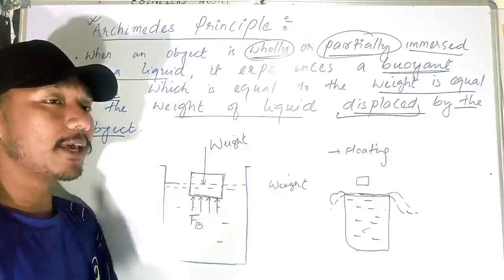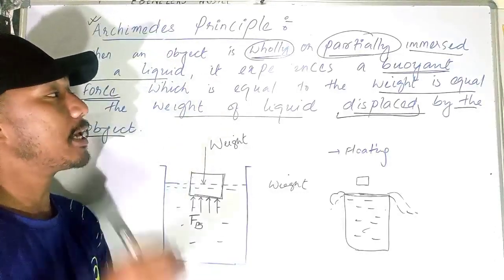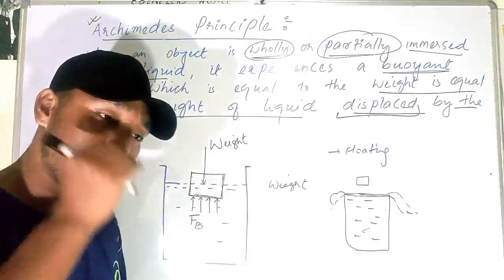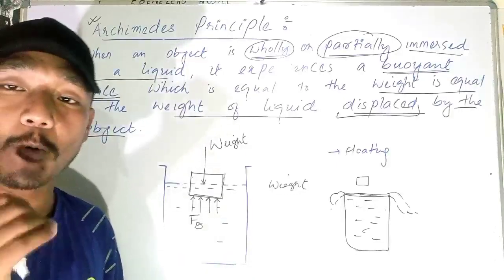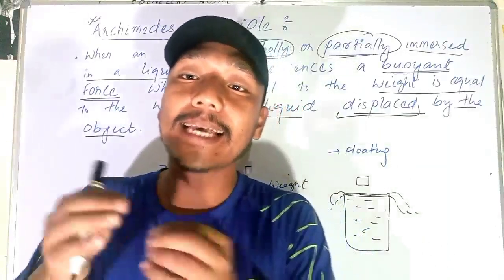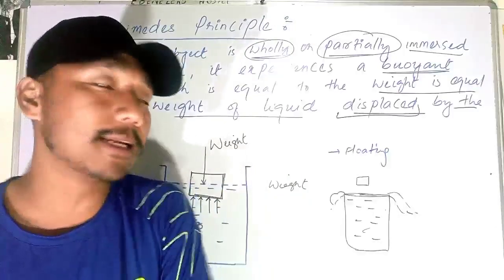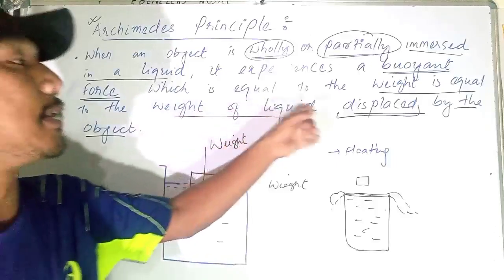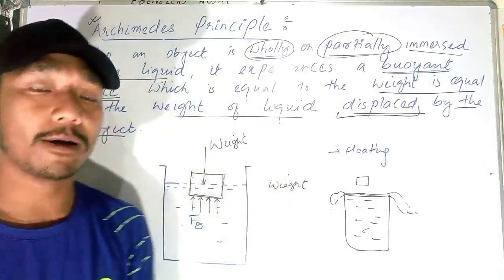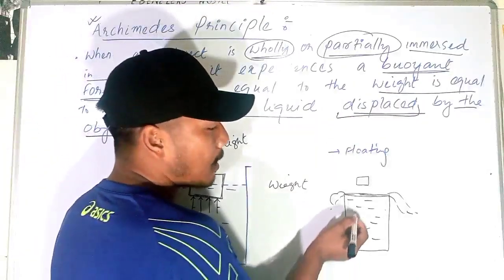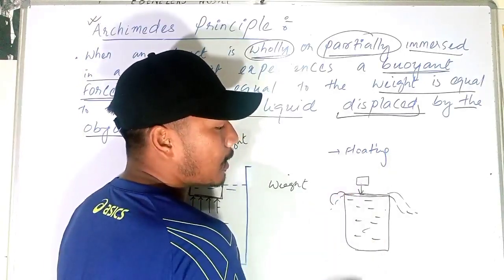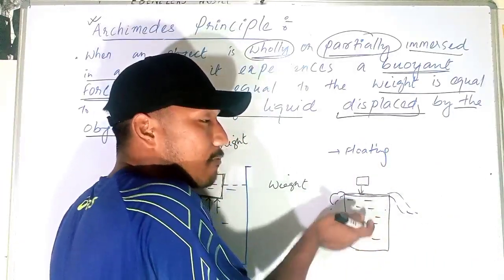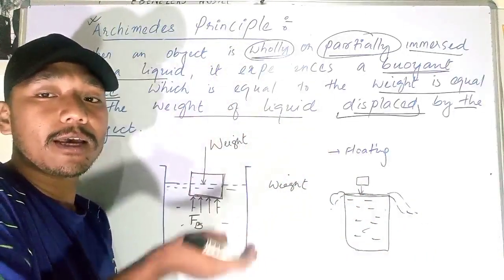Archimedes' principle says, whenever an object is either wholly or partially immersed in a liquid, that object will experience a buoyant force, and that buoyant force will be equal to the weight of the liquid displaced by the object. The moment you put the object in, how much water has been displaced? What is the weight of that water? According to that weight of the water, it will displace.